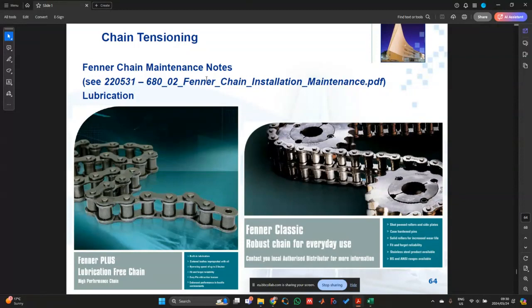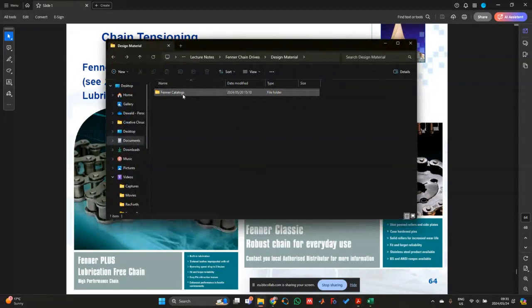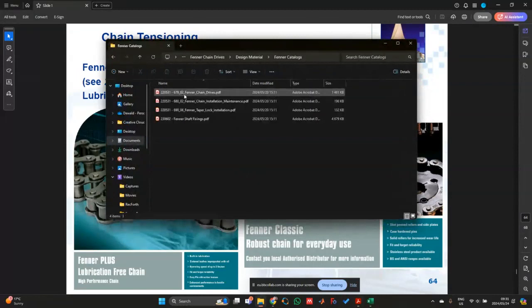So we started off with a fairly elaborate example with regards to our Fenner Chain Drive design. We looked at 2 of the catalogs that we can use. If we go to the Fenner catalogs that you have available on ClickUp, you'll see there's a Fenner Chain Drives selection catalog that you can use. And if we also want to determine what our bush sizes are based on the shaft diameters, then we can also make use of this Fenner shaft fixings catalog.